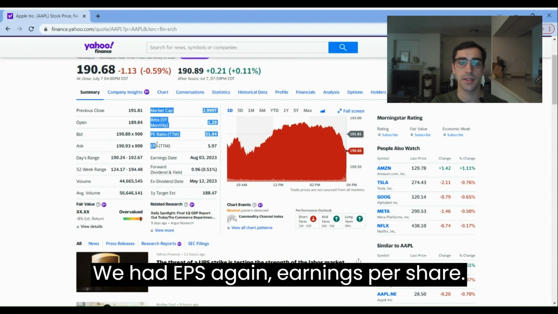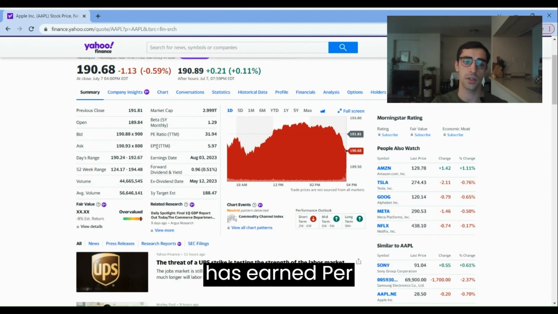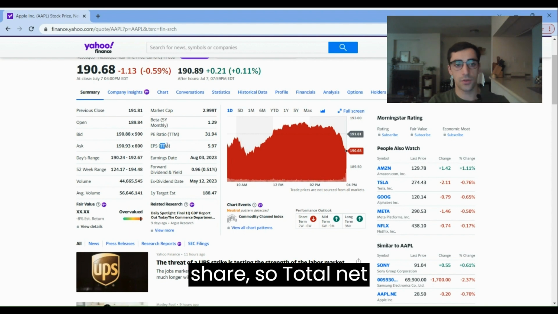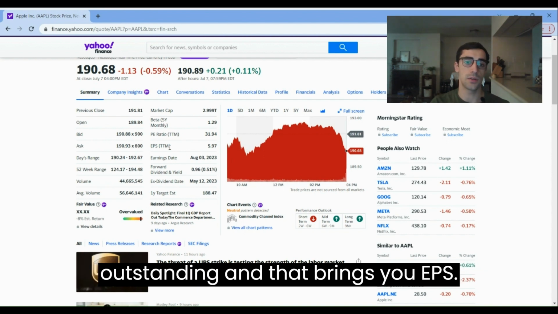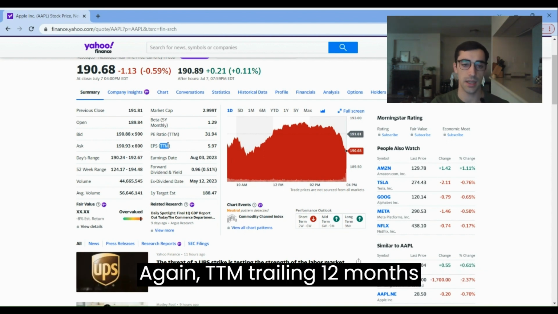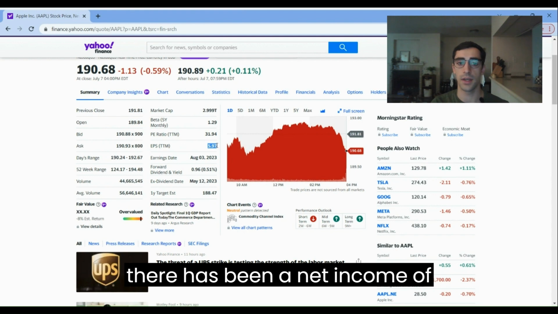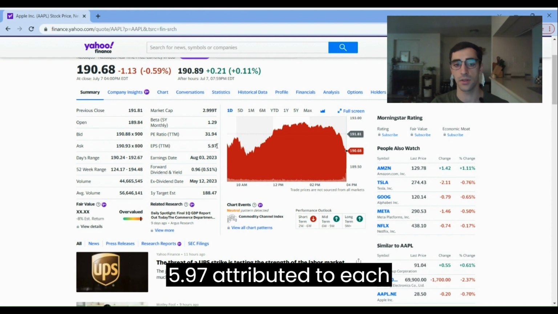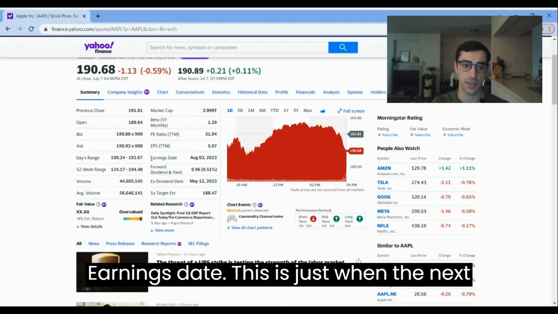We have EPS, again, earnings per share. This is the net income that the company has earned per share. So total net income divided by total number of shares outstanding, and that brings you EPS. Again, TTM, trailing 12 months. For every share of Apple stock, there has been a net income of 5.97 attributed to each individual share. Next up is earnings date. This is just when the next earnings date is.